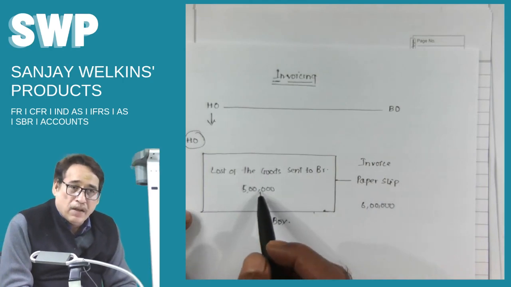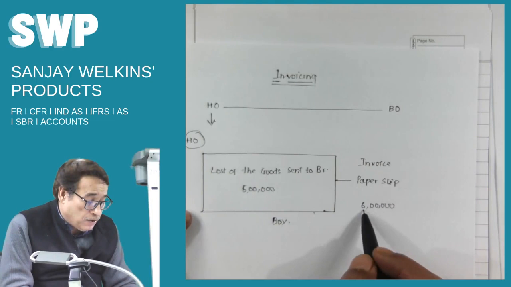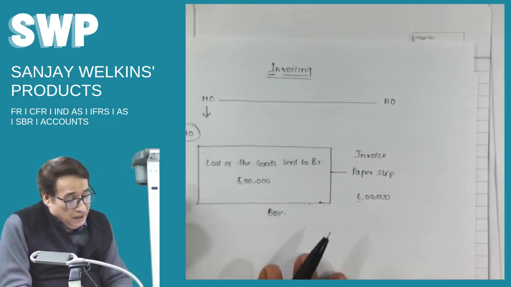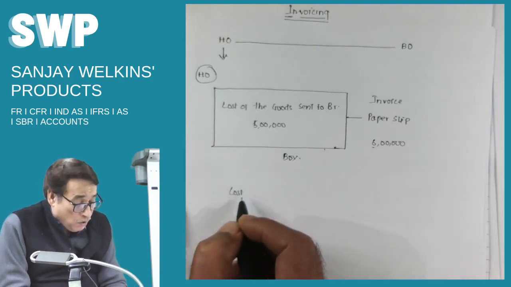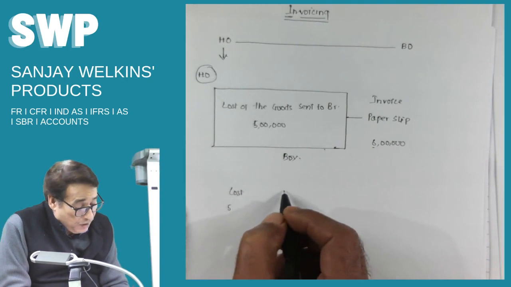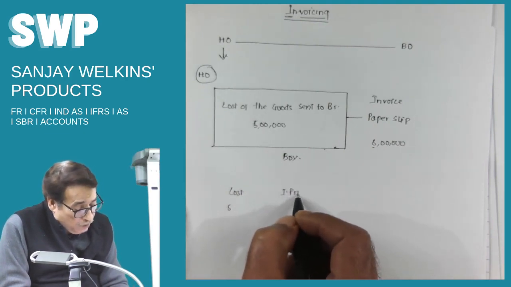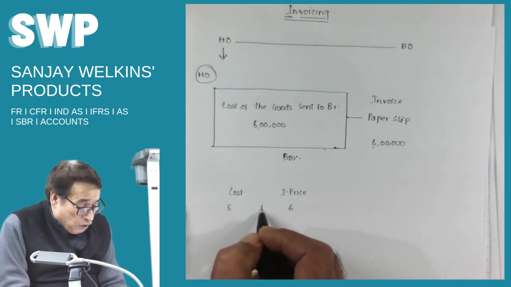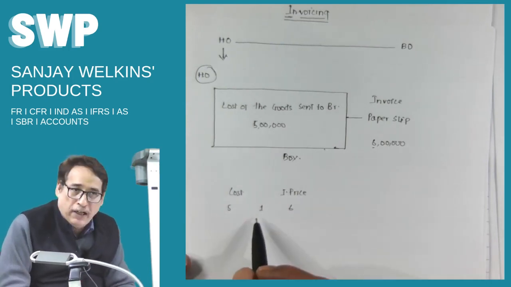Intentionally, head office wrote that the invoice price of the goods is 6 lakh. Actually, their cost price is 5 lakh. In accounting language, I will call it this way: cost price is 5 lakh, but head office sent these goods at an invoice price of 6 lakhs. That means head office intentionally inflated the price of these goods by 1 lakh.